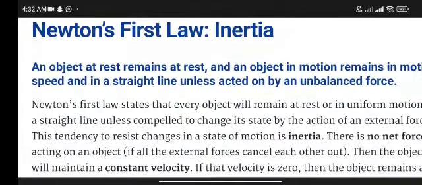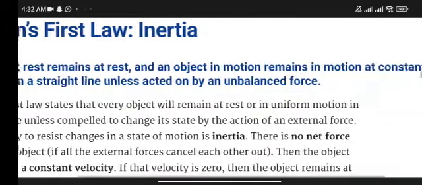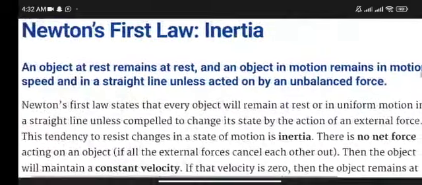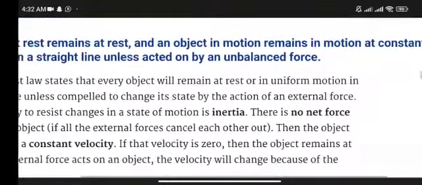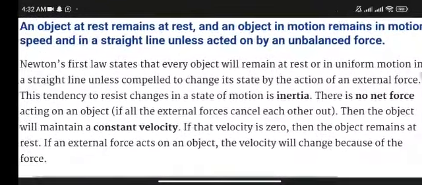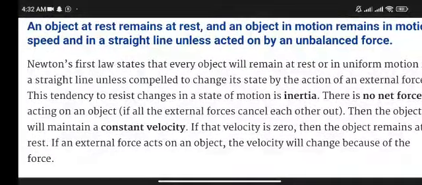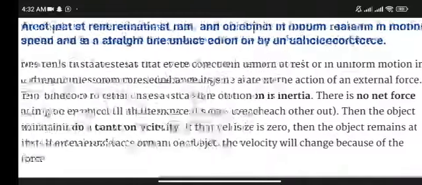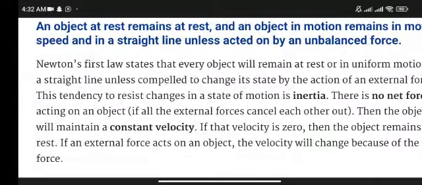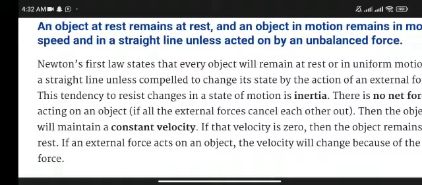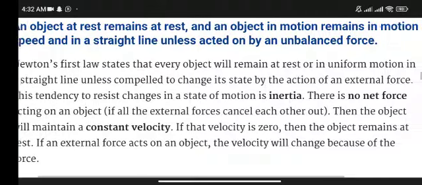Newton's first law, inertia. An object at rest remains at rest, and an object in motion remains in motion at constant speed and in a straight line unless acted on by an unbalanced force. Newton's first law states that every object will remain at rest or in uniform motion in a straight line unless compelled to change its state by the action of an external force. This tendency to resist changes in a state of motion is inertia.